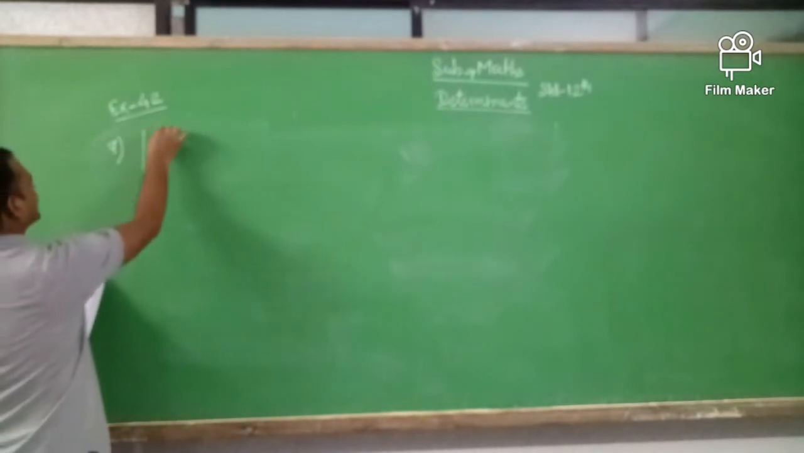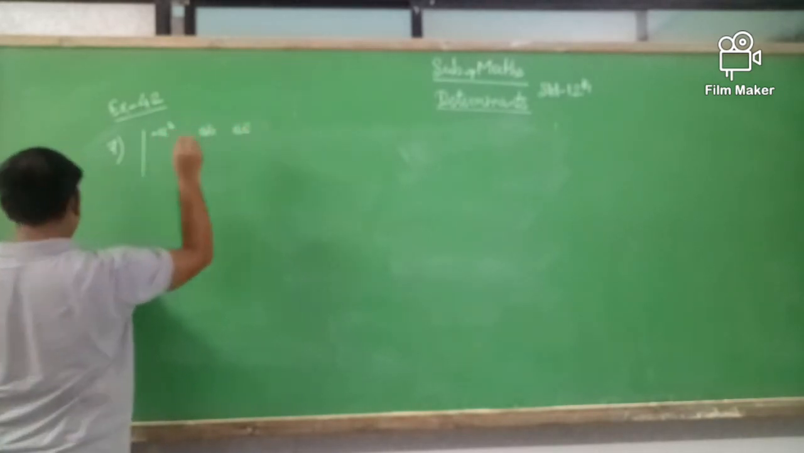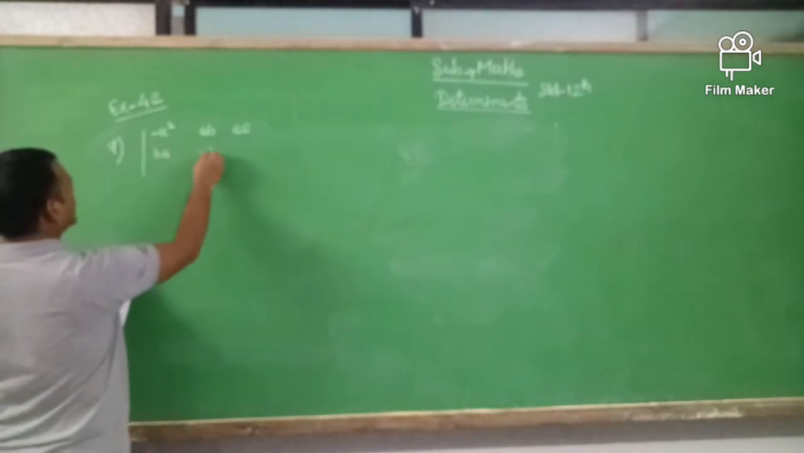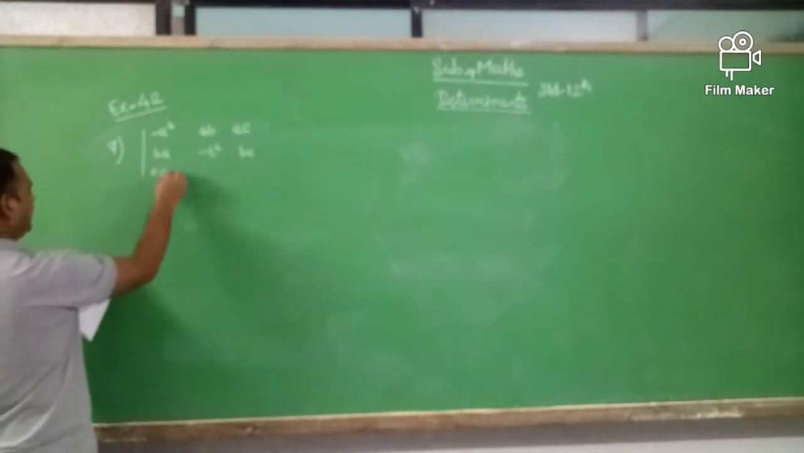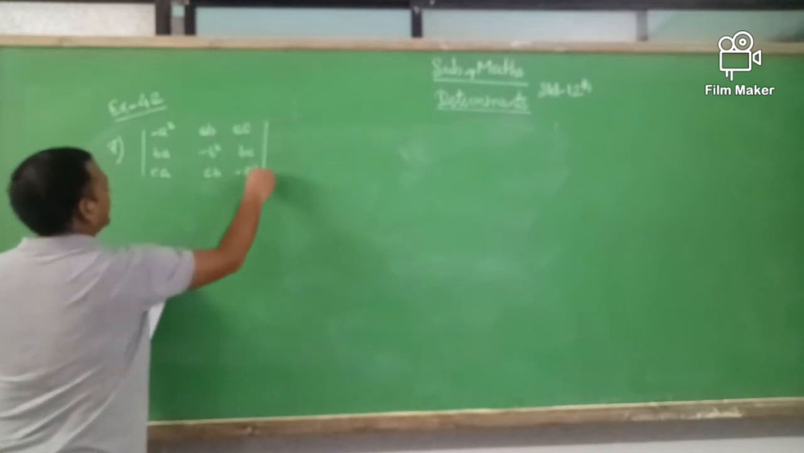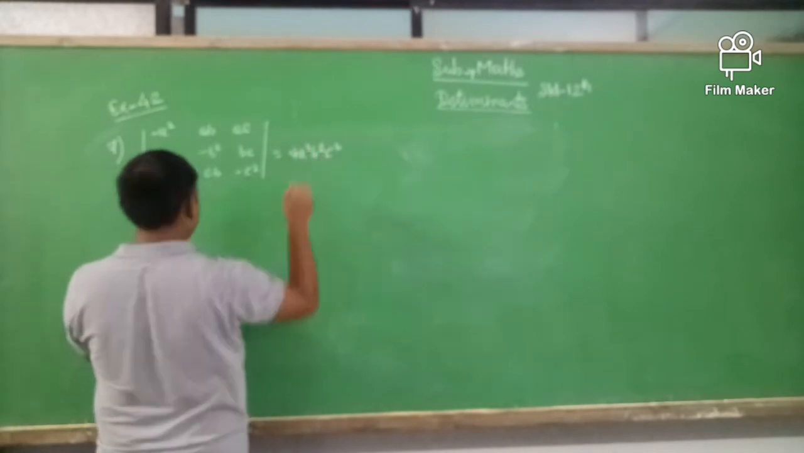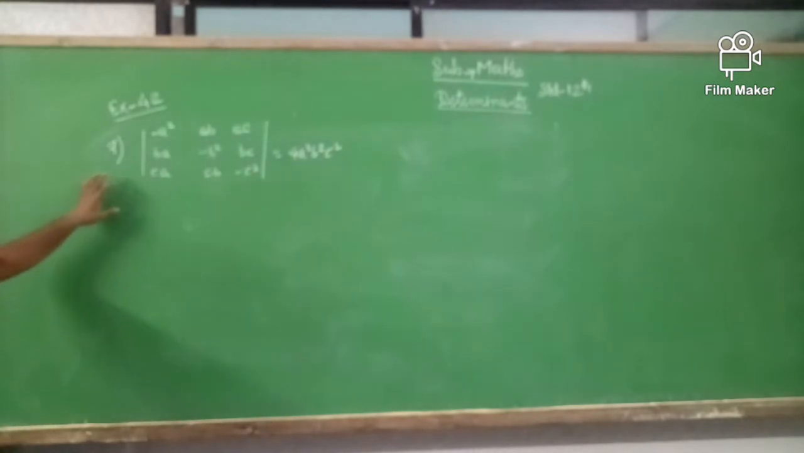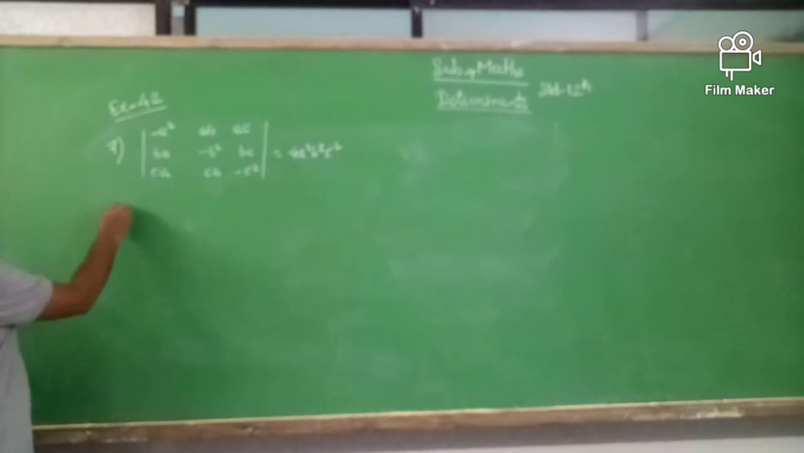The determinant has first row minus a square, ab and ac. Then the elements ba, minus b square, and bc. Next ca, cb and minus c square. This is equal to 4a square b square c square. The question is to prove this without expansion. So first we take the LHS.